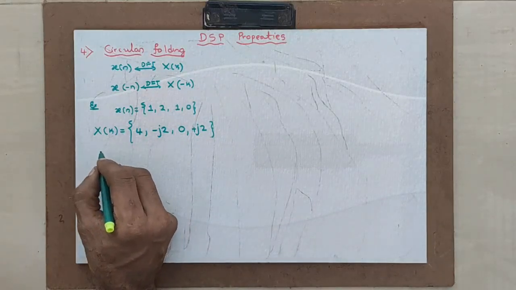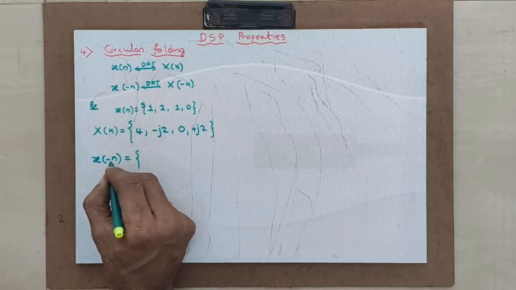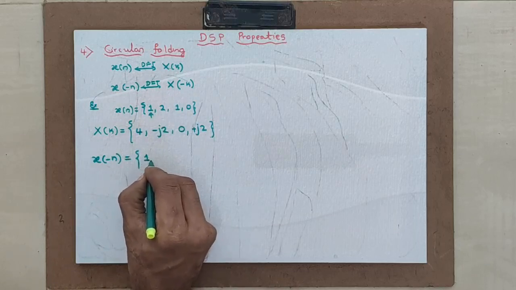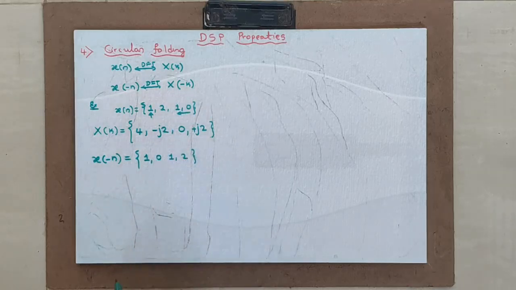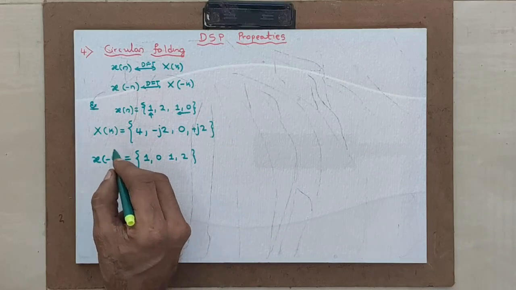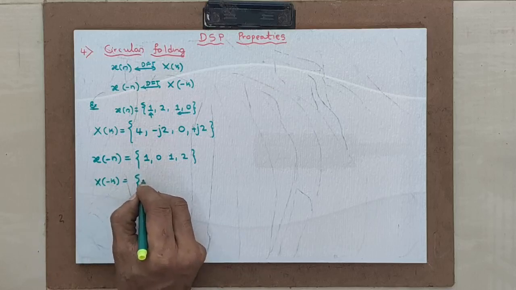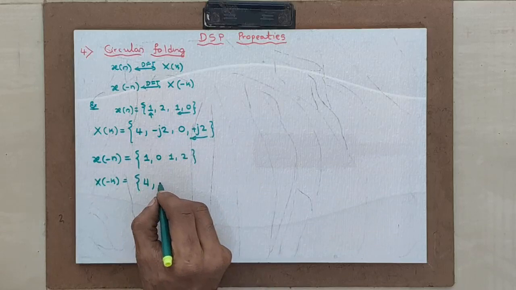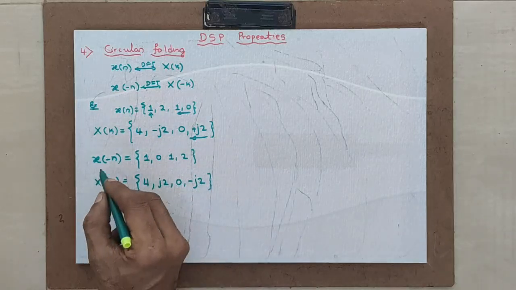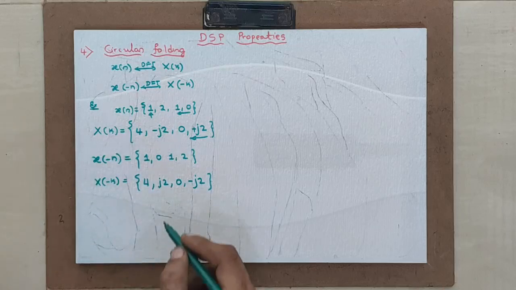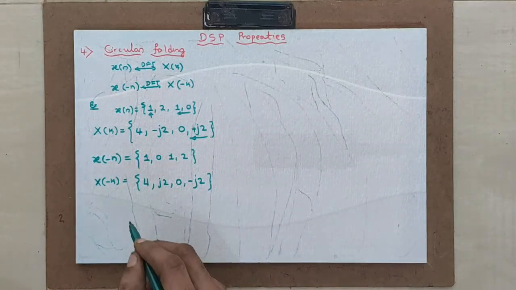Now suppose you want to find the DFT of the folded sequence. What is the folded sequence? You know that it is x of minus n. How to find the folding? First you write the first sample 1 and then read from the reverse direction. That means 1, 0, 1, 2. How to find the DFT of x of minus n? It is very simple. You fold the DFT also. That means x of minus n has X of minus k. That means it has 4, and then read it in this direction: j2, 0, minus j2. Hence, x of minus n has the folded DFT. That's what the circular folding property says. If you fold the given sequence, the corresponding DFT also gets folded.